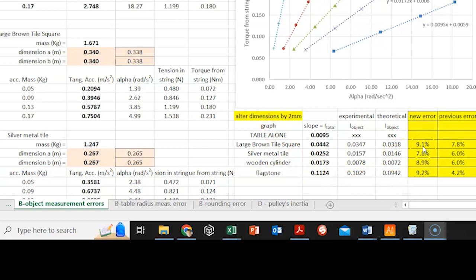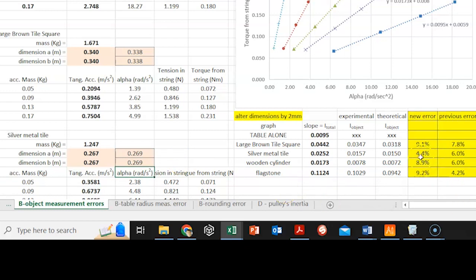The error went up from 7.8 to 9.1 for the brown tile, and from 6 to 7.6 for the silver tile. Let's try what would happen to the silver tile's numbers if instead of 2 millimeters less, I chose 2 millimeters extra. So I'm going to change this to 0.269.